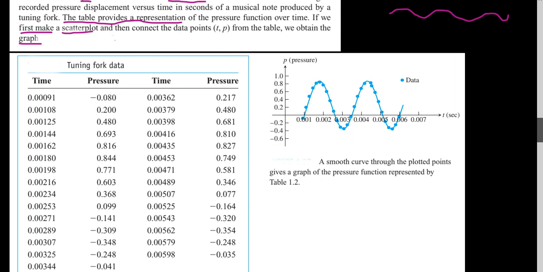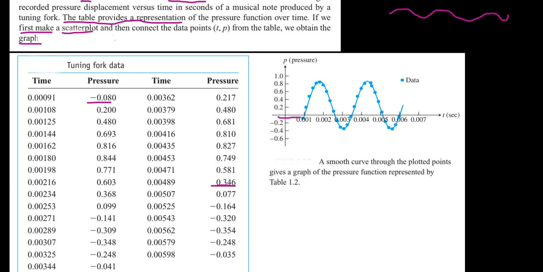In this we can see that we have a lot of values that are produced by our tuning fork. You can see that when our time is 0.00091, we have a pressure that is negative, that is minus 0.080, and I can use any other value because I'm giving a quick overview.